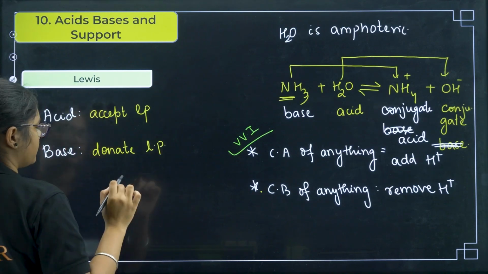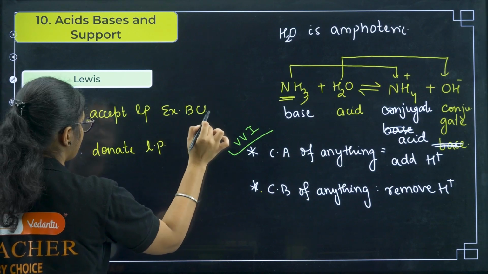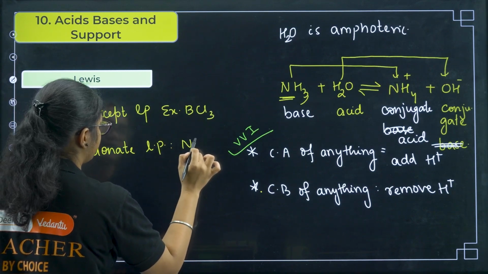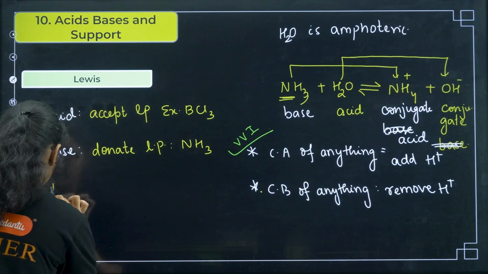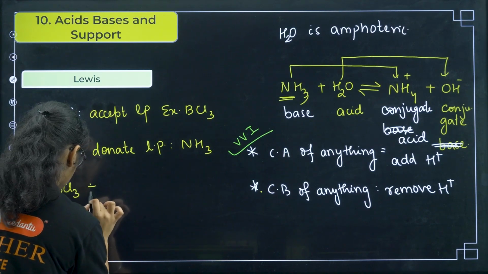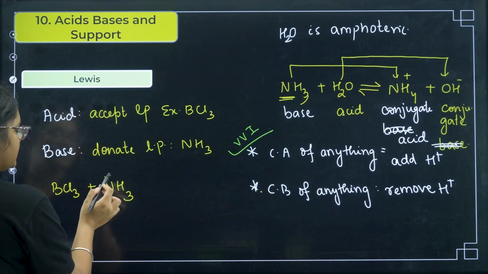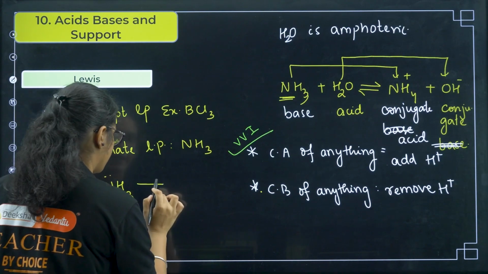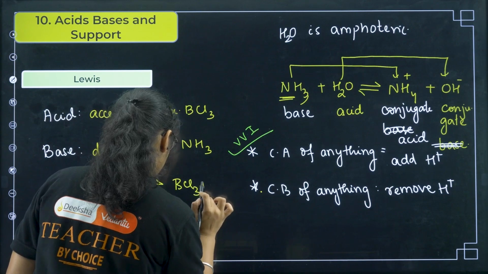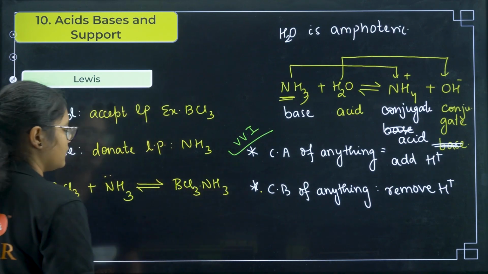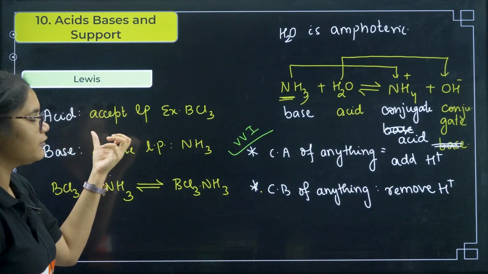Okay, lone pair of electrons. Here examples are like BCl3, and here example is NH3. Let us take one example. Suppose we have BCl3 plus NH3. Now NH3 has a lone pair, so that is why it can donate to this one, and we will get an adduct like this, that is BCl3NH3. Okay, so that is an example where acid means accepting of lone pair.